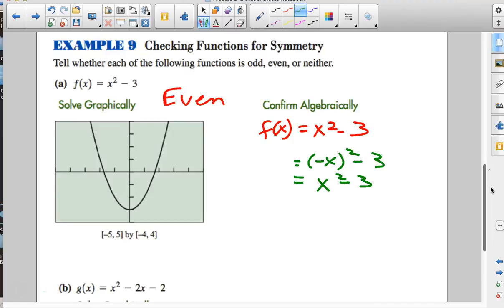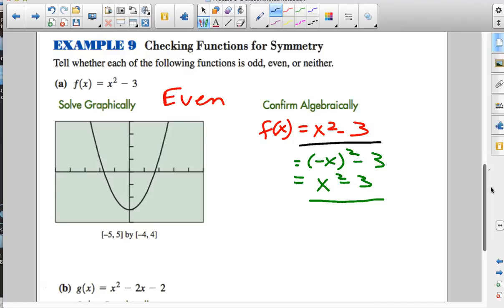Has to be, even as the y-axis. Yeah, always, no matter what. So, how does this compare to this? So it's even. That's how even works. You put the negative in, you simplify it. If it's exactly the same, bam.